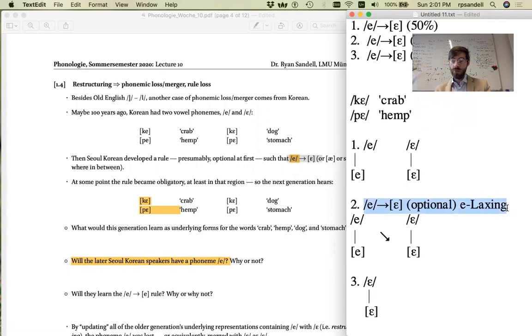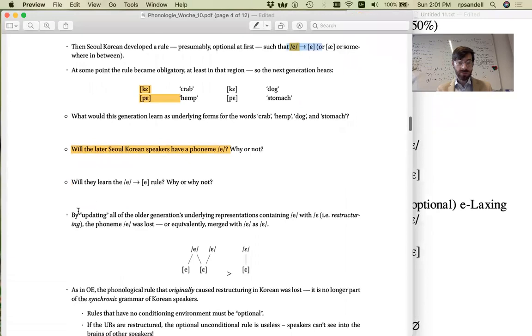And this rule will be lost. So the laxing rule is lost altogether. So in effect, when all of the underlying representations of the older generation of speakers are updated, so to say, then the phoneme a will be lost, or we can say it was merged with e as a phoneme e. So here's the earlier phoneme inventory, and the later phoneme inventory looks as follows, with just a single phoneme having this single allophone.